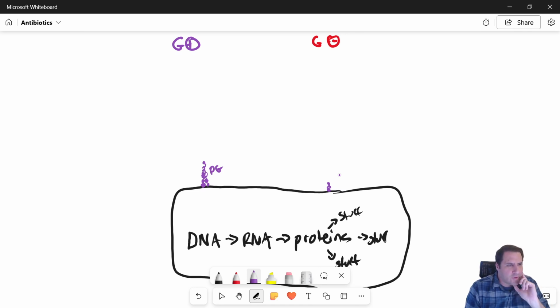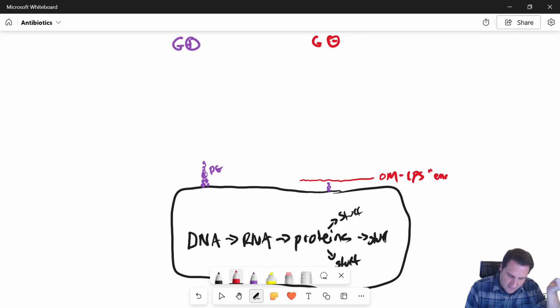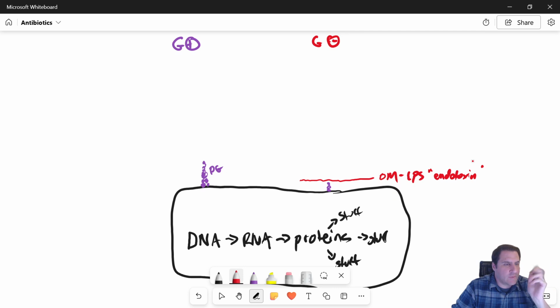But what's most important about the gram negatives and why they don't stain is that they have another layer. They have an outer membrane. And that outer membrane is made up of phospholipids just like this one, but it also has an important molecule called lipopolysaccharide, which is also known as endotoxin. That endotoxin is responsible for a lot of the inflammatory reaction we see, and we'll talk a little bit about that as we go.